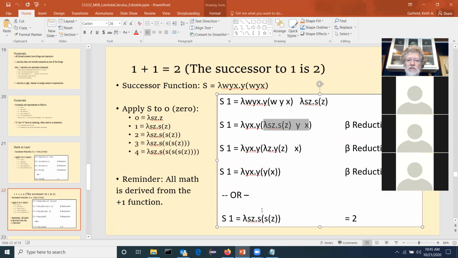It's kind of weird because until I was introduced to lambda calculus, I've never seen anybody actually prove that 1 + 1 was equal to 2. But in this system, you can prove it, assuming that you're all agreeing on what these representations are.